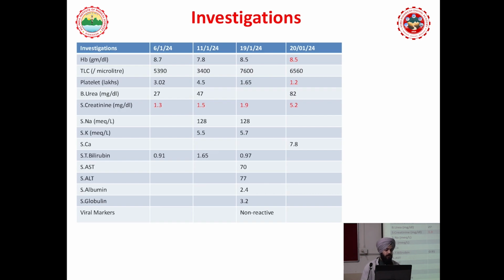Seeing the previous records, the patient on 6th of Jan had HB of 8.7. Prior to that, patient's HB was around 10.2 in December last year. Patient had a progressive decrease in hemoglobin, and it was associated with a progressive rise in creatinine. Baseline creatinine available to us in December was 0.6. After that, on 6th Jan the patient had a creatinine of 1.3, which increased to 1.5, then 1.9, and 5.2 on presentation to us at ED.